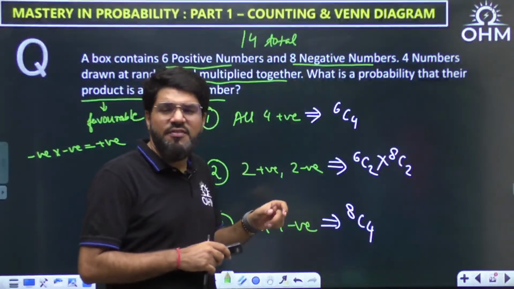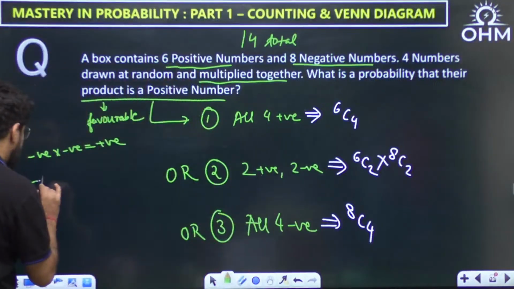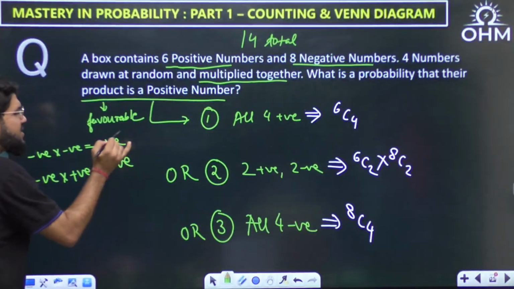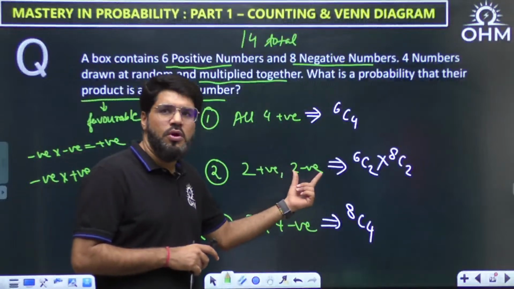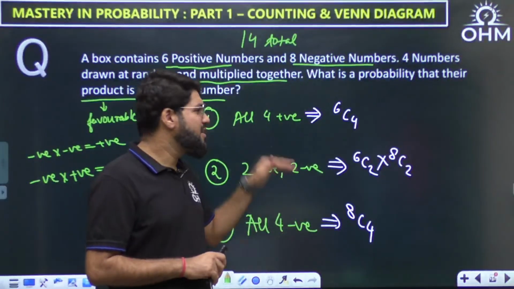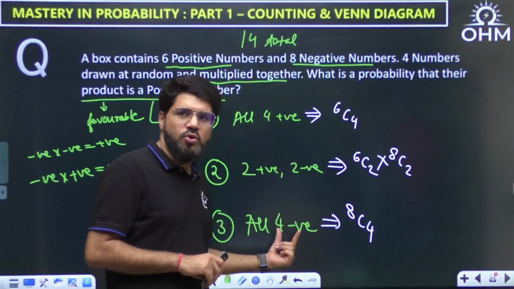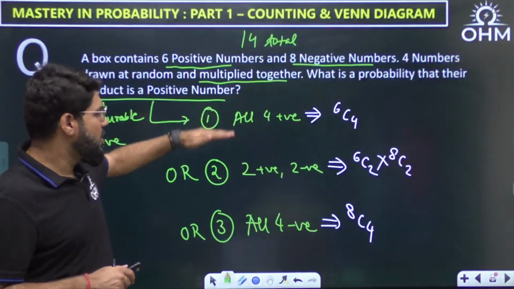But if negatives come, they should be in quantity of 2, because a single negative number multiplied by other positive numbers will make the whole result negative, but I want the result positive. So if there is a negative number, it should be 2 or 4. So these are the three cases: no negative number, or two negative numbers, or four negative numbers. So this is the list of all favorable outcomes, and I have added them.